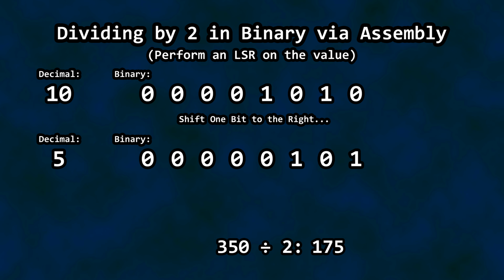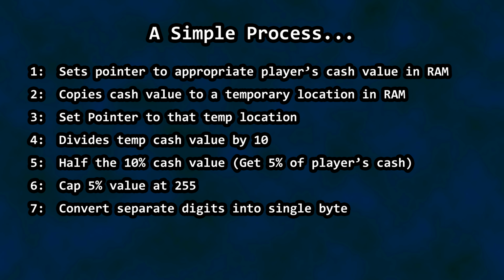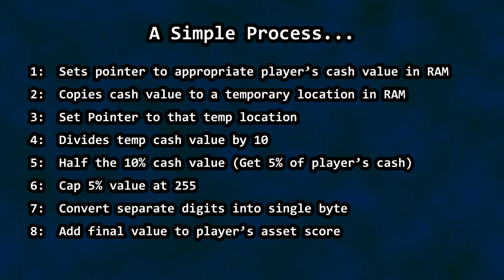Whatever value results from the 5% needs to be capped at 255 and is still spread across multiple bytes. So, additional logic is performed to check this 5% of cash assets result against $254. If the percentage exceeds it, the value is capped at 255, and the separate digits are converted into a single byte. And the single byte is added to the asset score for the player.